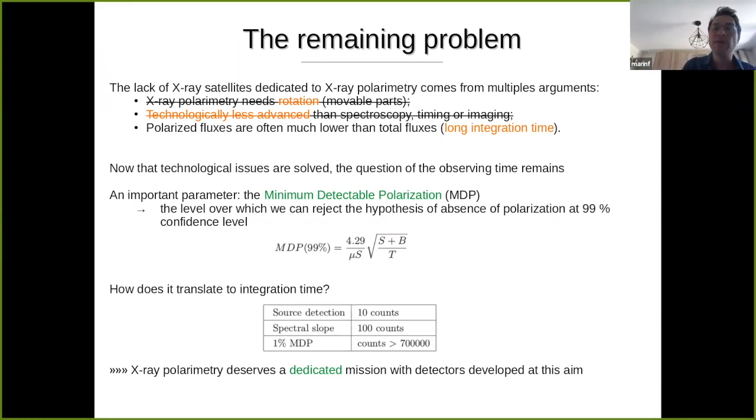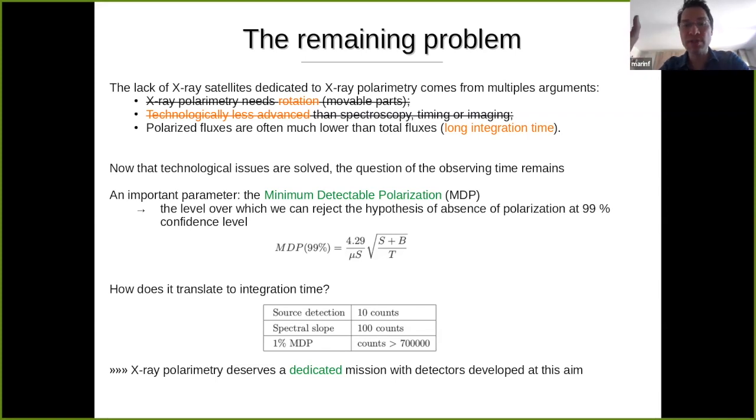And there is one remaining argument, which is the fact that it needs long integration time. And unfortunately, this is something that we will never overcome. This is something which is intrinsically linked with polarization. You are measuring fluxes, which are by definition less intense than total fluxes. So you will need more integration time. But if you ask yourself the question, how much more time, then you just have to think about the minimum detectable polarization you expect, the level over which we can reject the hypothesis of the absence of polarization at 99% confidence level.